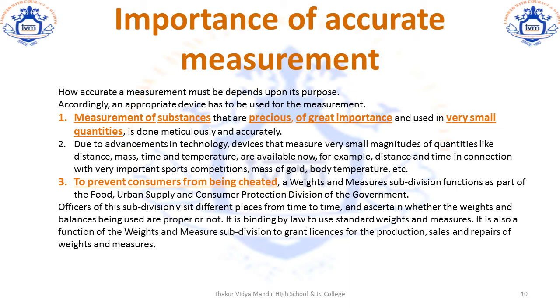What is the importance of accurate measurement? The importance of accurate measurement is simple. To use accurate data to perform experiments and get acceptable results, also to prevent consumers from being cheated. Now measurement of substances that are precious, of great importance and are used in very small quantities is done meticulously and accurately. Hence it is very important to measure them accurately.